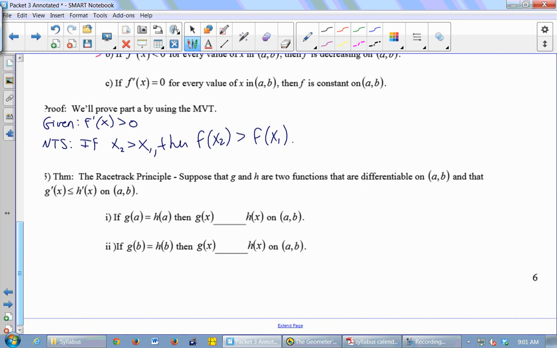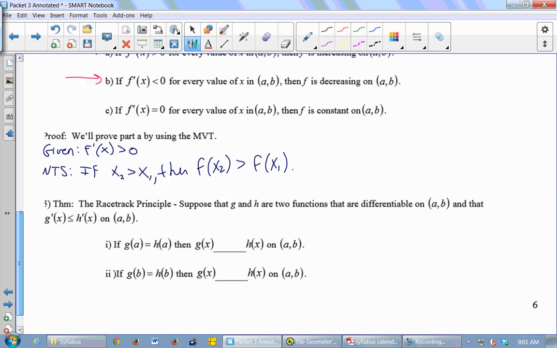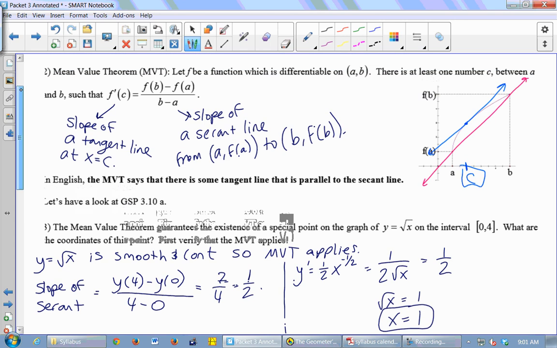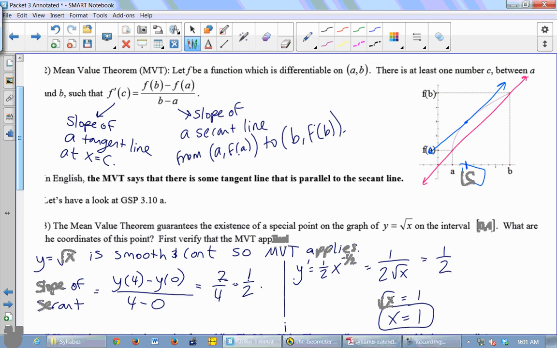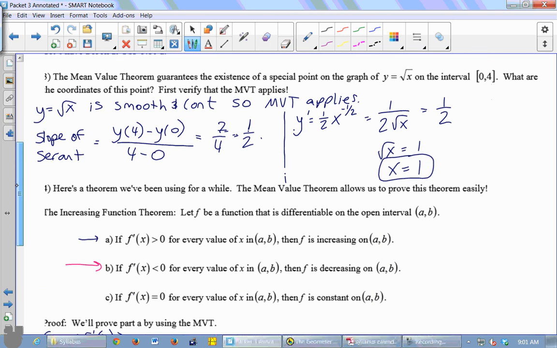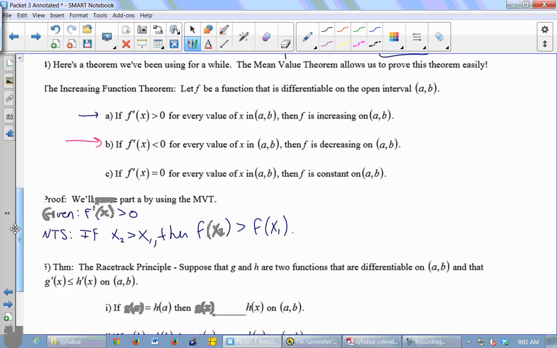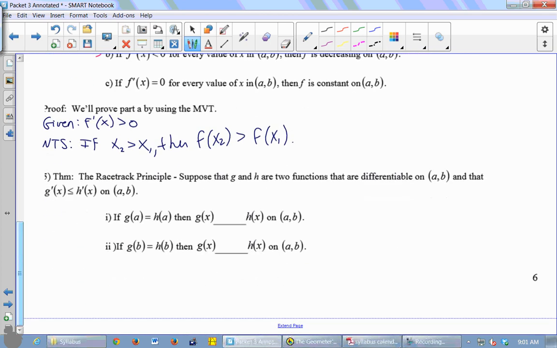All right, so that's our second theorem of the day. We've got the mean value theorem, which just says that there is some place where the tangent line is parallel to the secant line. Then we've got the increasing function theorem. And finally, we have the racetrack principle.